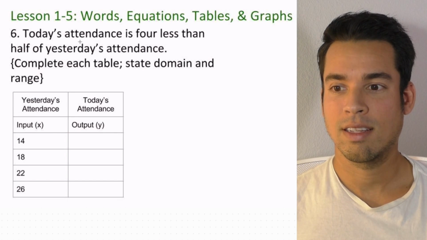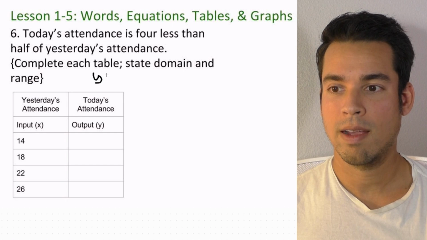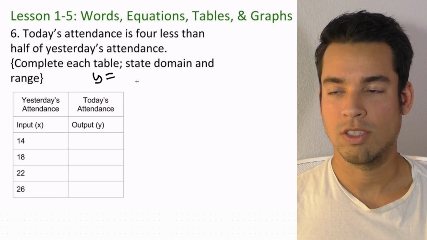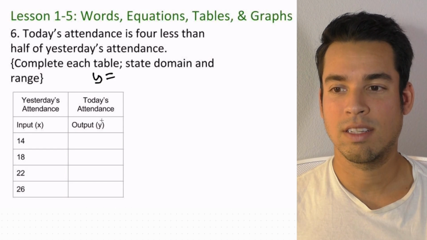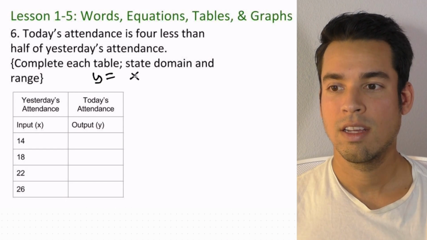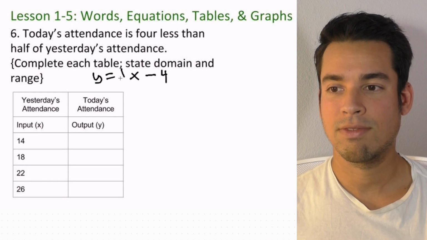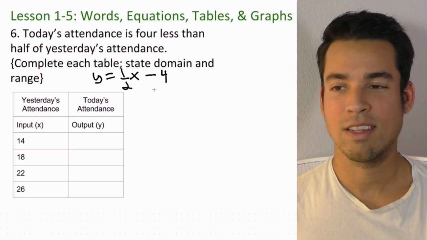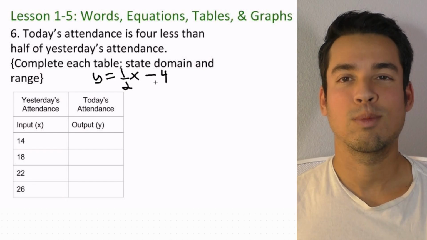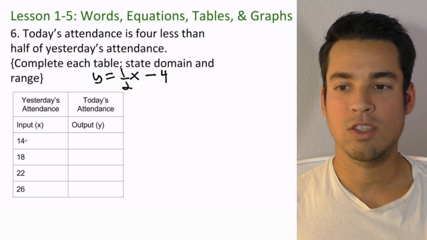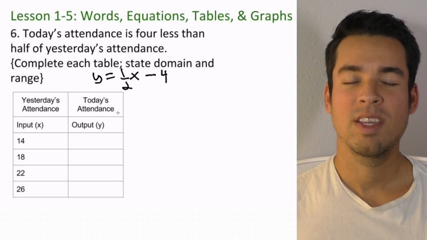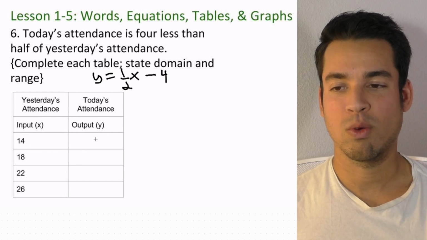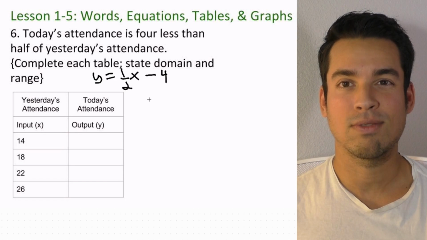So it says that today's attendance, which is y, is equal to 4 less than half of yesterday's attendance. So yesterday's attendance is x. So y is 4 less than half of yesterday's attendance. So we're taking half of x, subtracting 4, and guess what? We get y. So that's the relationship between x and y.